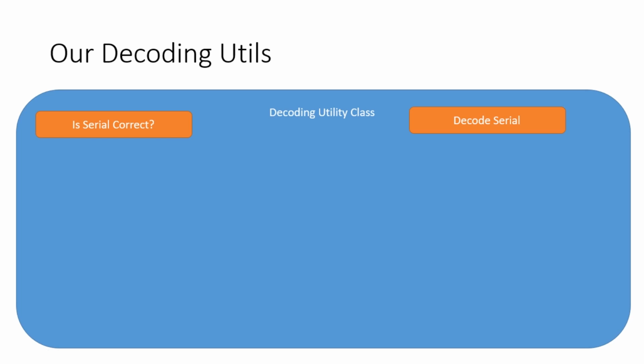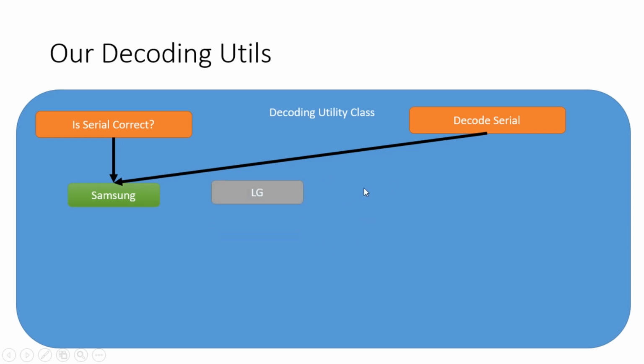So now we have our Samsung brand, and now we need to make a connection between the functions is serial correct and decode serial. After adding this connection, we know that we have to handle the other case, which is the LG case. So let's add our LG brand here. After adding it, we need to decode it, and we need to check is the serial correct based on the case of LG. So we need some way to communicate with this brand.